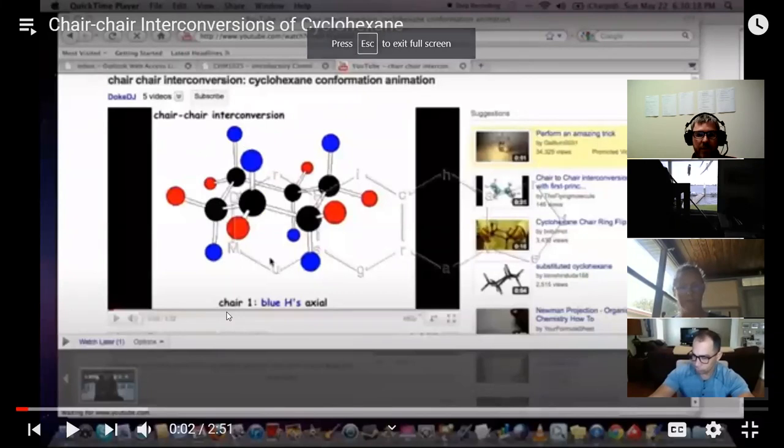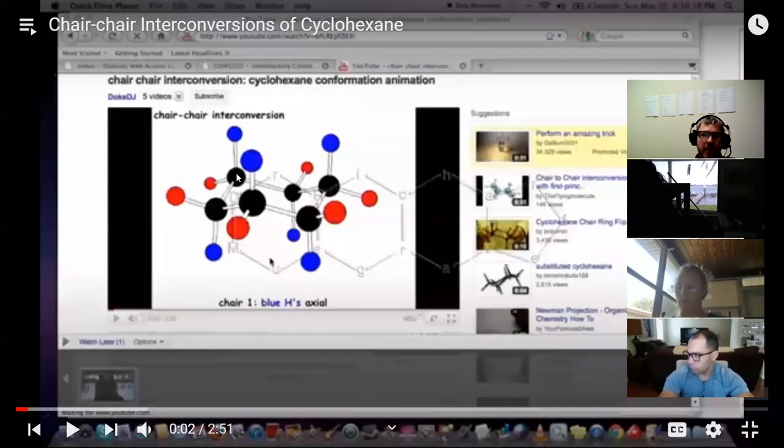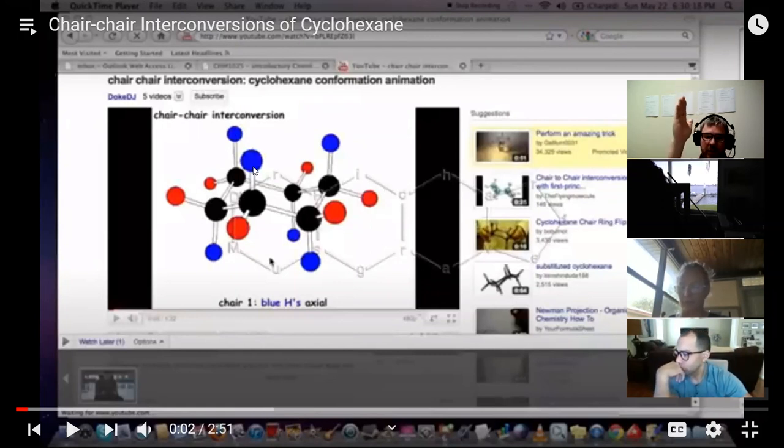Okay, so this is a typical chair conformation. This is what it looks like. The black balls here are carbon atoms, and the red and blue balls here are hydrogens. Now, we've got two flavors of hydrogen here. We've got hydrogens that are blue. Those are the ones that are pointing up and down. We call them axial. So think about the Earth's axis, how it goes straight down through the Earth. So these would be parallel to the axis. The red ones here are called equatorials because they'd be around the equator.